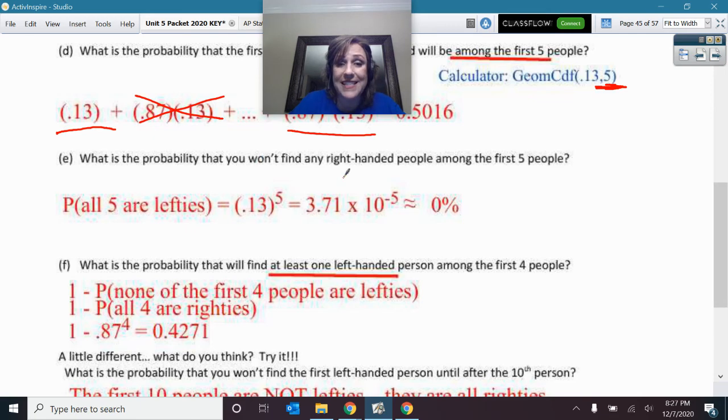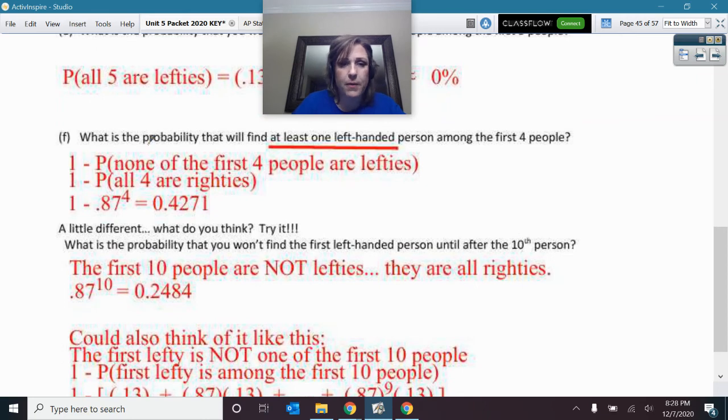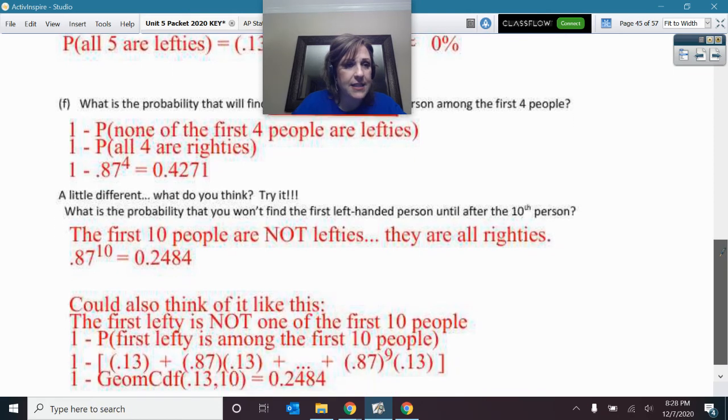All right. Now, looky here. What's the probability that you won't find any right-handed among the first five? So that means they are all lefties. Well, look at how small of a probability that was. When you see 3.71, you can't have a 371% chance. Make sure you look at the end and see that it's decimal times 10 to the negative fifth. So that's essentially a 0% chance that the first five people are going to be lefties. Okay. And then here we have our probability of at least one. It's 1 minus the probability that none of the first four people are lefties. So they're all righties, and so there you go on that.